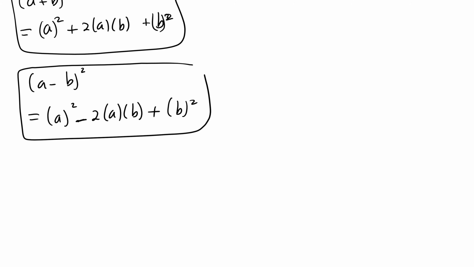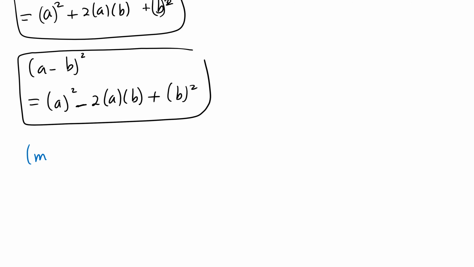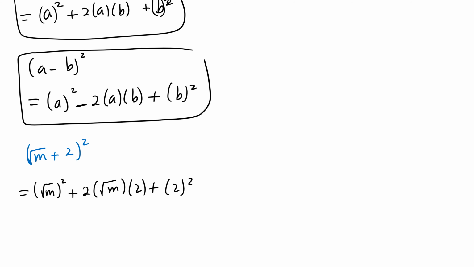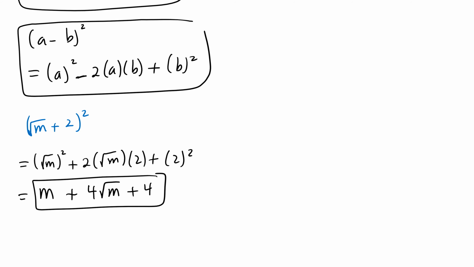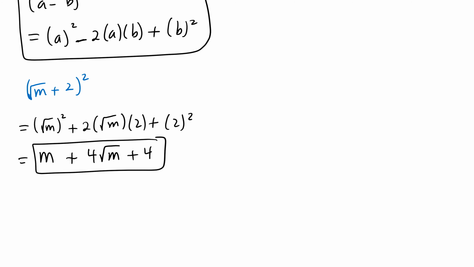So to apply these formulas, we may look at an example such as the square root of m plus 2 squared. So the formula said, take the first term, square it, plus 2 times the first term times the second term, plus the second term, and square it. So that would give us m plus 4 square root of m plus 4. So you need to simplify to the least possible or the least needed.